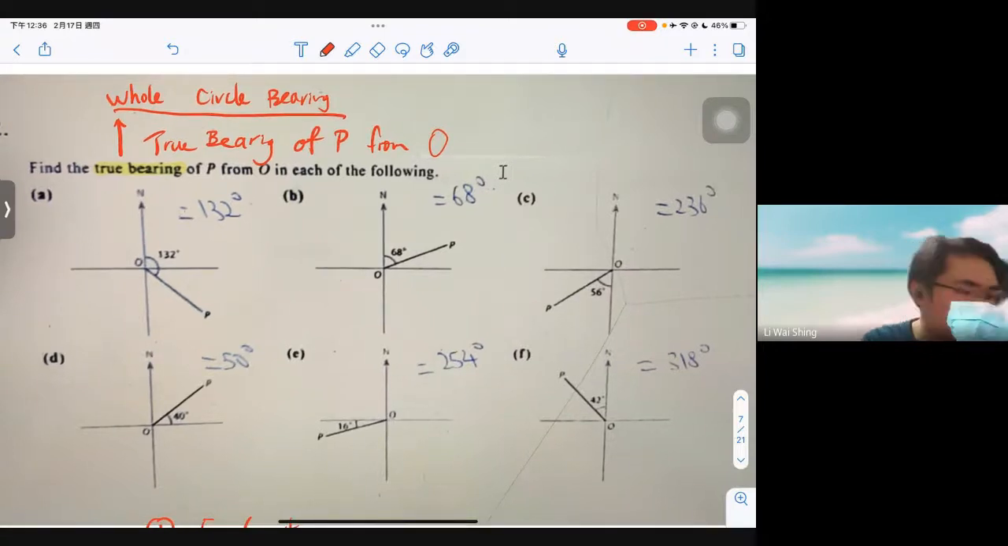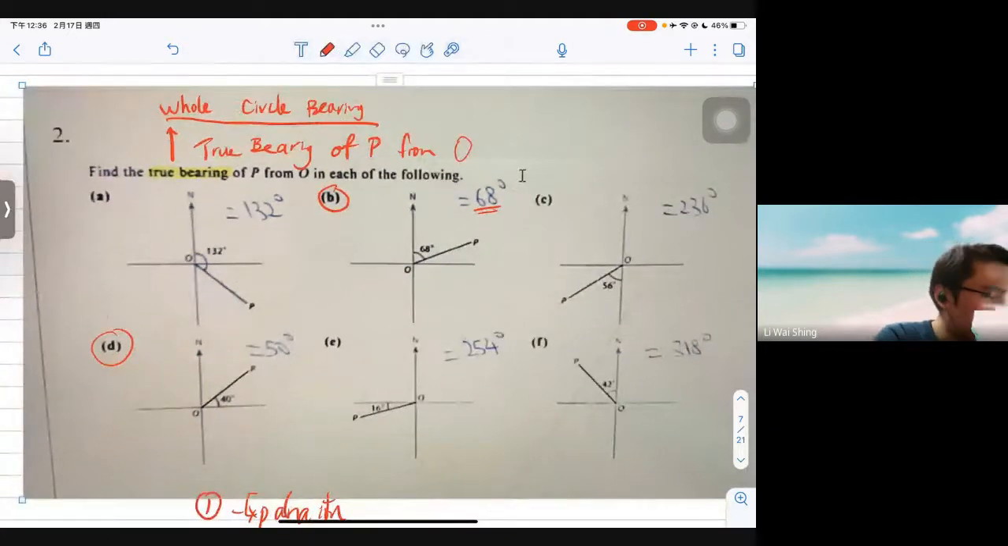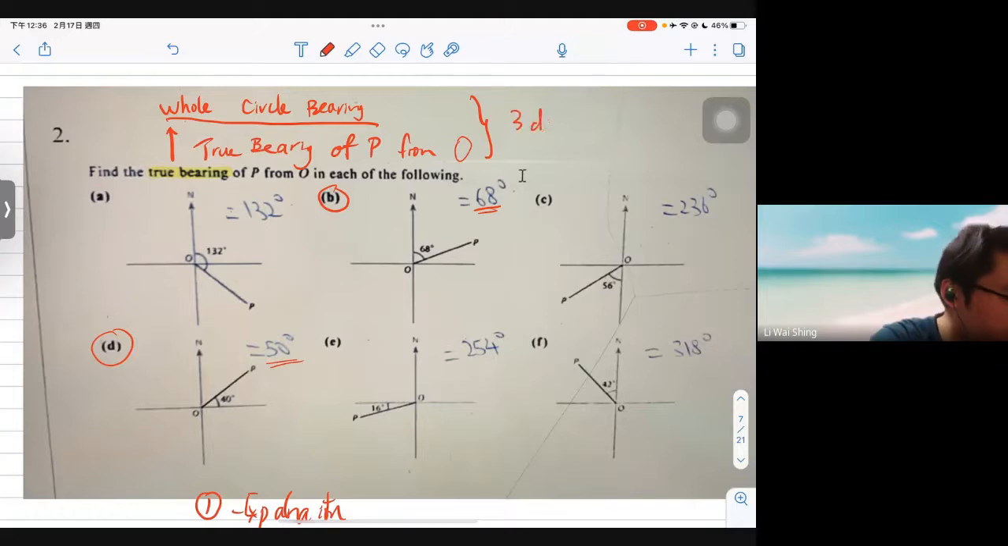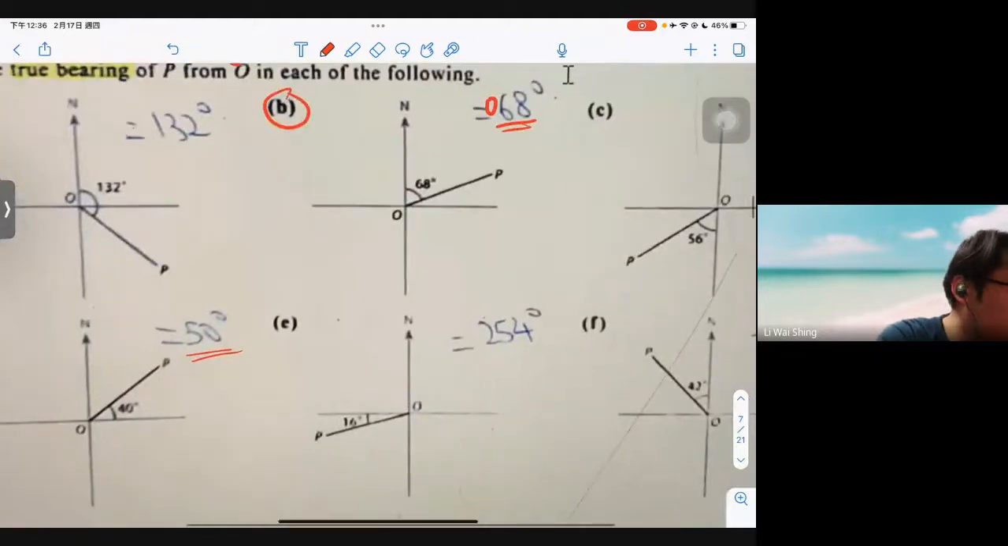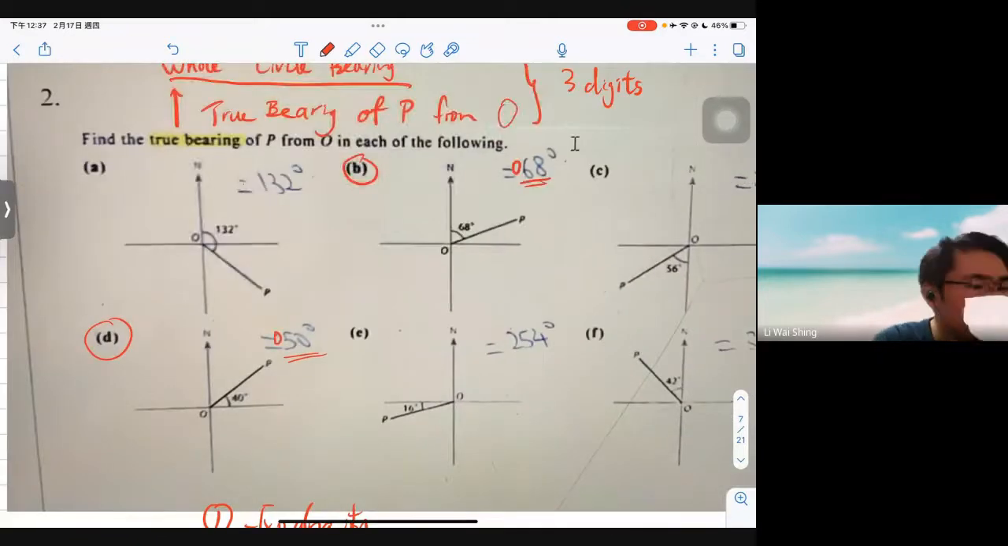Yes, Felix, good answer. Okay, for part B and part D, they share the same mistake. What is it? Okay, the answer. Remember for true bearing, the angle should be in 3 digits, not 2. When you are talking about the true bearings, we need to have 3 digits. However, some of you just give me 68 degree and 50 degree. That is not correct. You need to give me a 3 digits number.